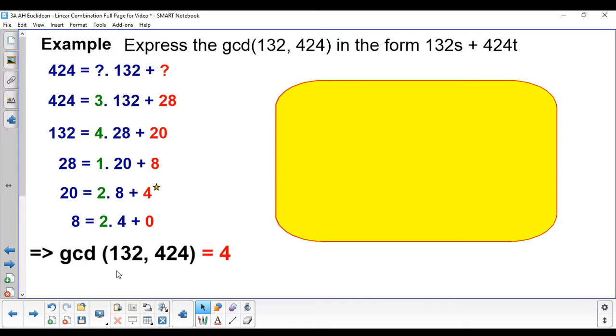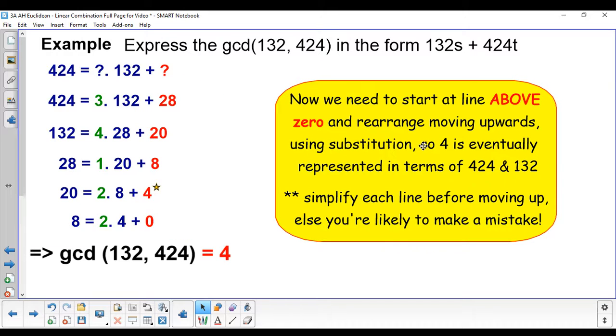What do you do next? We're going to work backwards, and this is where I said you've got lots to do. So you need to start at the line above 0, remember? So we're going to start at 4. So how do you represent 4? 4 will be 20, take 2 lots of 8. So we're going to rearrange as we go.